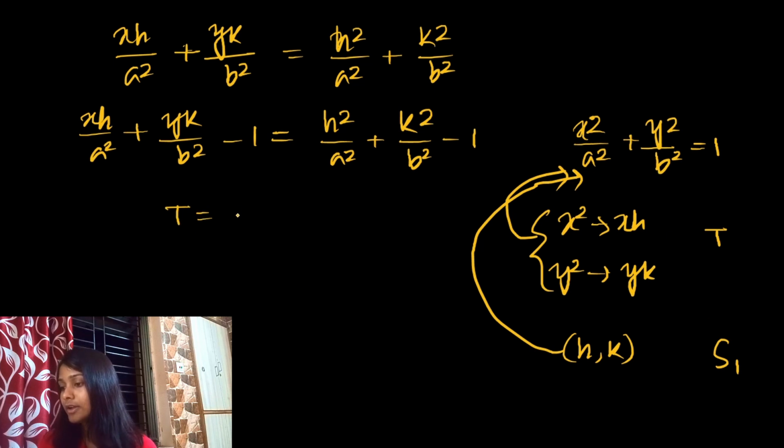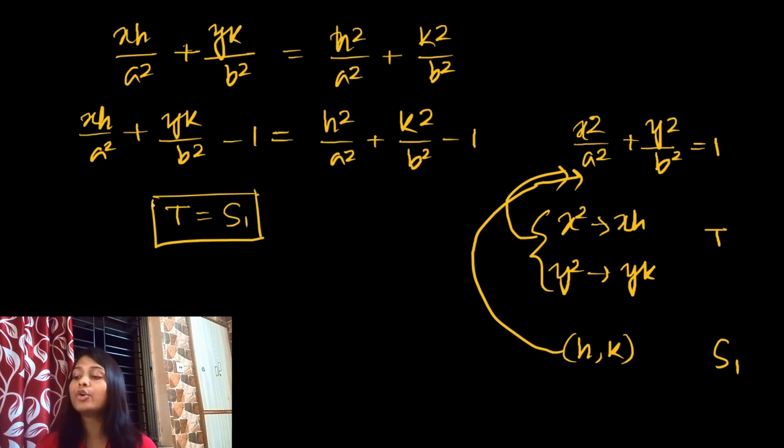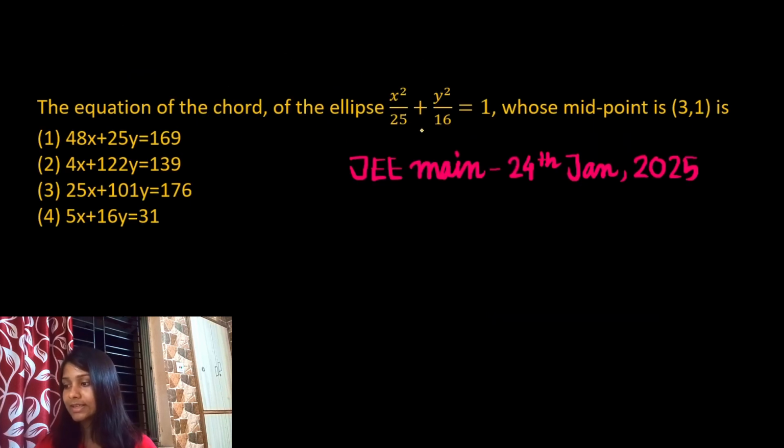So in the form we can write it as this, where T is the form where we substitute in the equation of the ellipse x square by xh and y square by yk, and in case of S1 we substitute the whole equation by the point h, k. So this is the form. Now let us come to the question, which was this here.